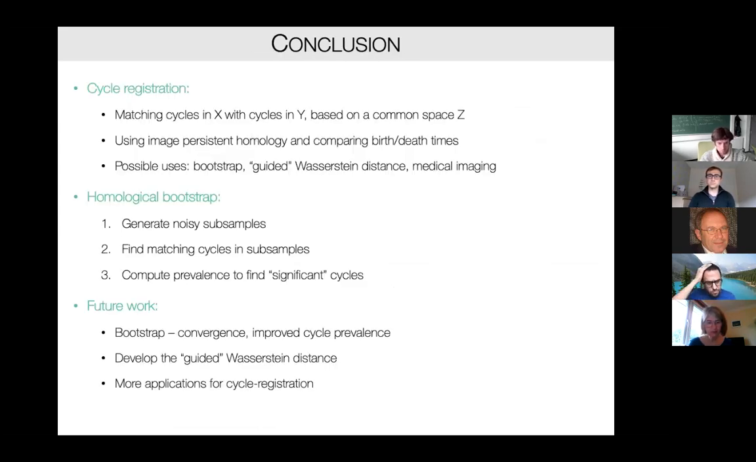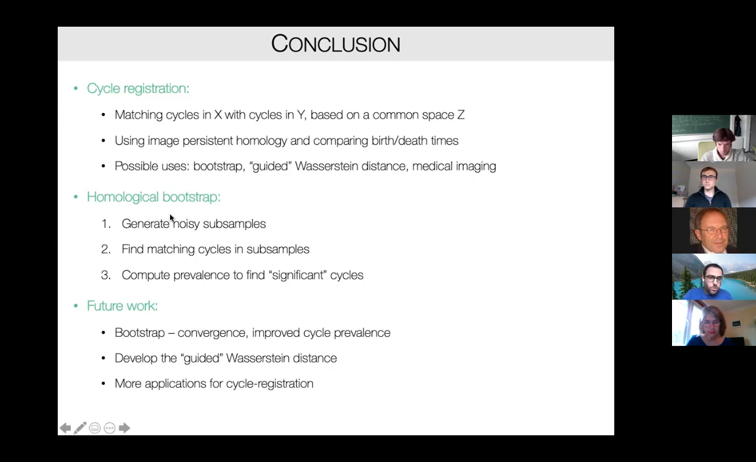I just want to summarize. I told you about this idea of cycle registration. Basically, you take two spaces or two filtrations and you try to say which cycles match between those two. The main assumption is that you have something in common, some space in the middle. We use the idea of image persistent homology and just compare the death and birth times in order to do this matching. And I discussed the main application, which is the bootstrap idea. I also showed you what I call the guided Wasserstein distance. And there are other ideas that we've been running around.